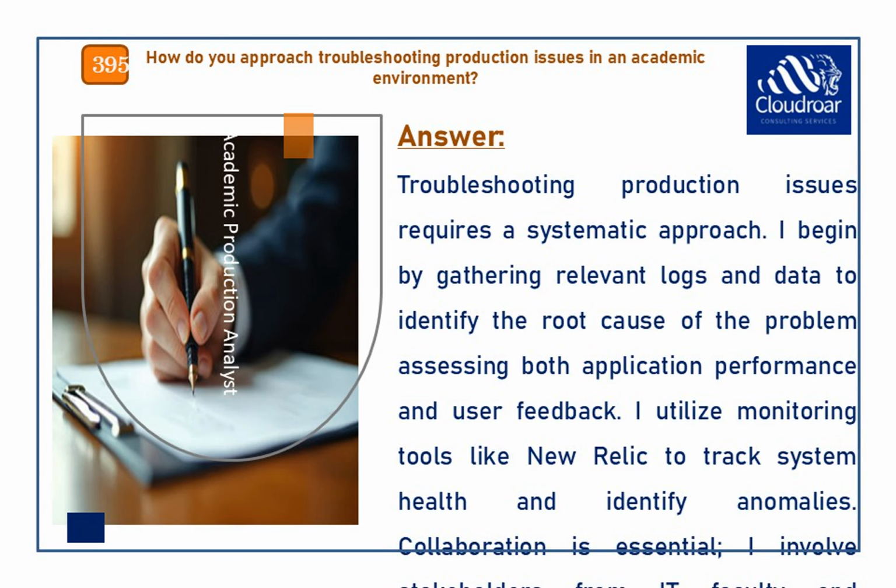Question 395. How do you approach troubleshooting production issues in an academic environment? Troubleshooting production issues requires a systematic approach. I begin by gathering relevant logs and data to identify the root cause of the problem, assessing both application performance and user feedback. I utilize monitoring tools like New Relic to track system health and identify anomalies.